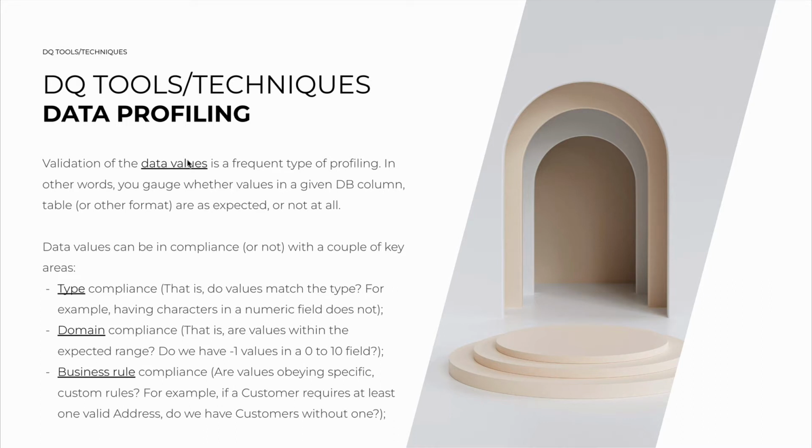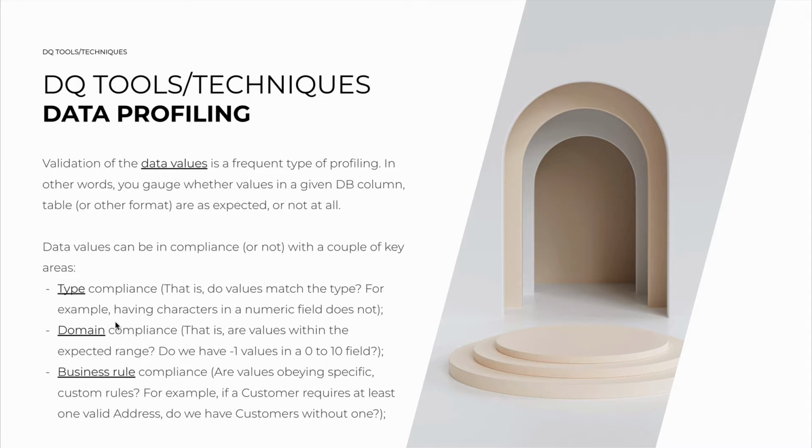Validation of the data values themselves is a very frequent type of profiling. In other words, you are gauging whether values in a given database column or table or any other format of data source are values as expected or whether they don't fit those patterns. Data values usually can be in compliance or not with a couple of key areas. 3 main ones. The first is complying with the type. That is, do these values match the type of the field? Do we have characters in a numeric field, for example? Or do we have dates as character strings instead of date objects, and so on?